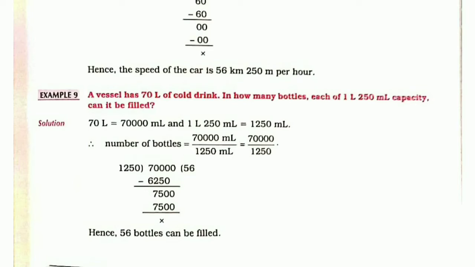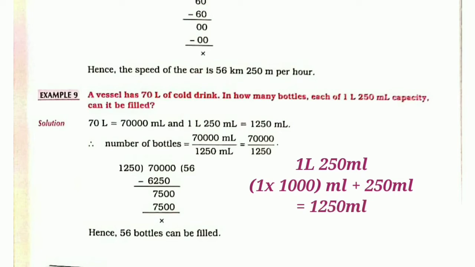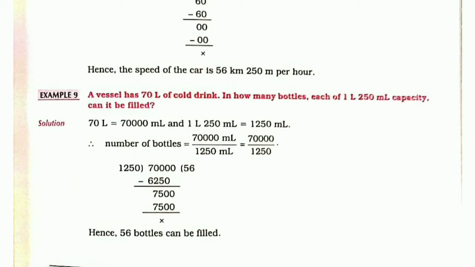And now we will change the capacity of the bottle into milliliter. So 1 liter we multiply with 1000 and we will add 250 milliliter to it. So the total capacity of the bottle will be 1250 milliliters. Now for finding the number of bottles, we divide the total capacity of the vessel by the capacity of the bottle, and we will have 56. So the number of bottles will be 56.